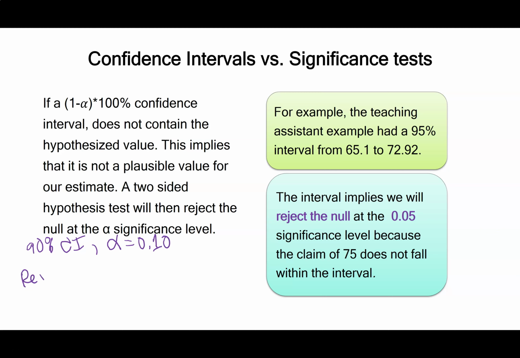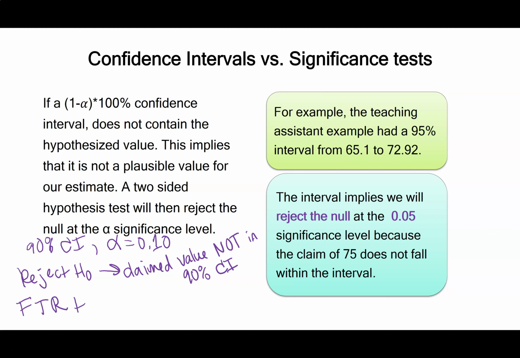So if I reject my null, that means that whatever that claimed value is, it's not in the 90% confidence interval. But if I fail to reject the null (FTR), that means my claimed value is in the confidence interval.